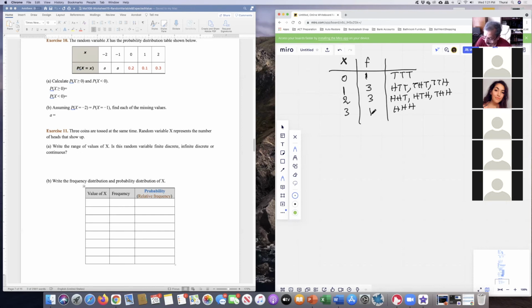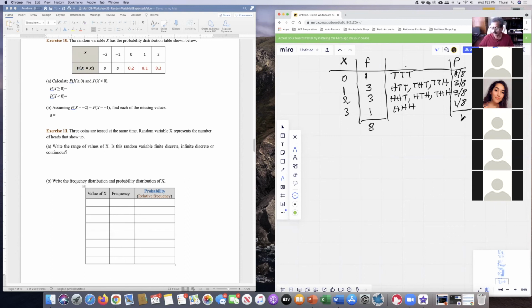So the probability distribution, if they ask for it, we can do that. The sum, you can add up the frequencies: 1, 3, 3, 1, that's 8, which is the same as the count of all the elements in the third column. So what is the probability for x equal to 0? 1/8. x equal to 1, 3/8. x equal to 2, 3/8. x equal to 3 is 1/8. And if I add them up, I should get 1.